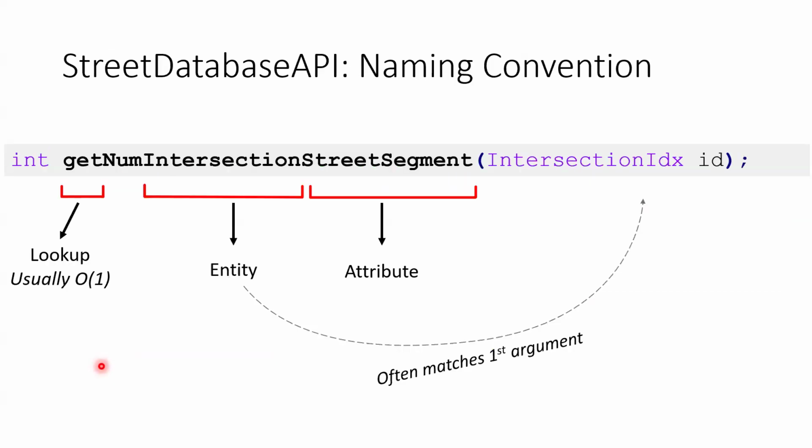So the naming convention is basically get for lookup. The number of street segments is the attribute, for this entity, the intersection. And usually the entity matches the first argument being given here. So we're given the intersection and we're looking up the number of street segments connected to it.